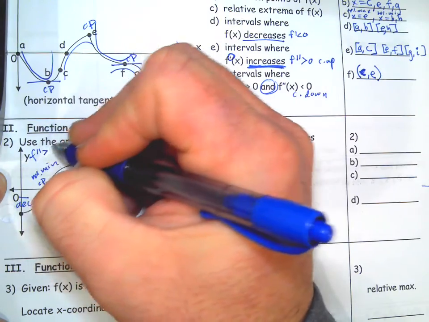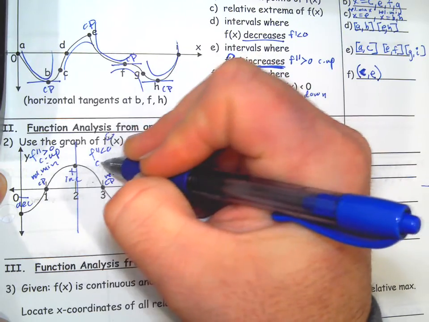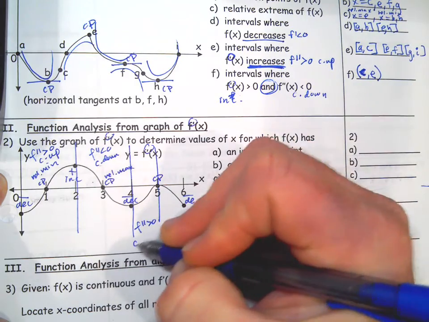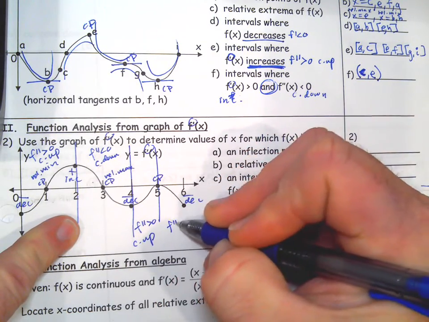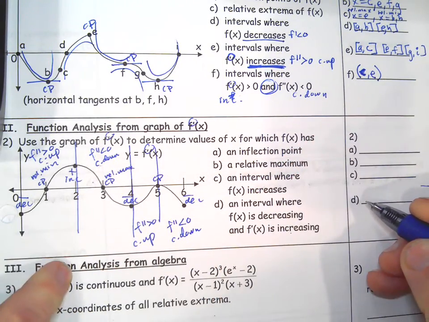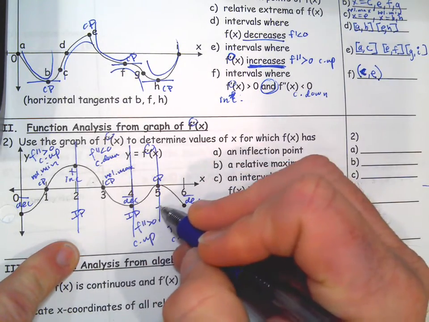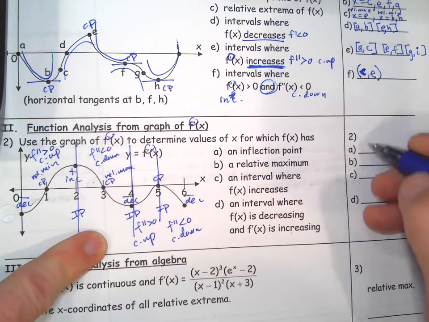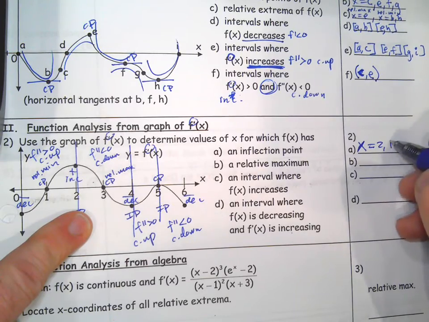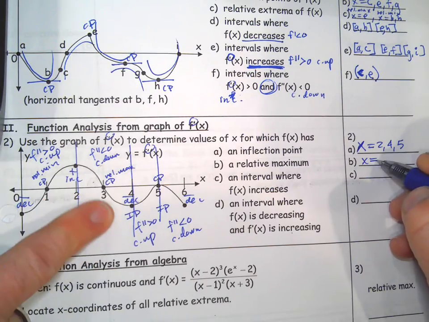Then I can go on the concavity of this graph. F double prime is positive, it's concave up. F double prime is negative, it's concave down. F double prime is positive, it's concave up. F double prime is negative, it is concave down. And then inflection points are going to happen where the concavity changes. So I think we got probably everything. Inflection points at x equals 2, 4, and 5. Relative max at x equals 3.